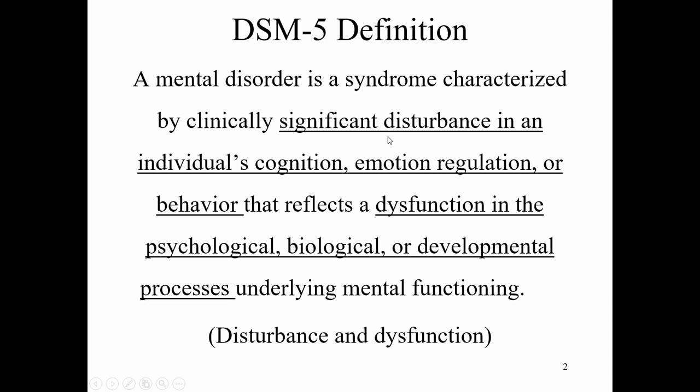So there is a significant disturbance. There is something that is out of the ordinary in this person, which involves their cognition, in other words, their ability to think and reason, to process information. That might include memory as well. Or the disturbance is in emotional regulation, the ability to control their emotions. This might include, for example, the person getting down into the dumps for weeks on end and not being able to pull out of that depressed mood.